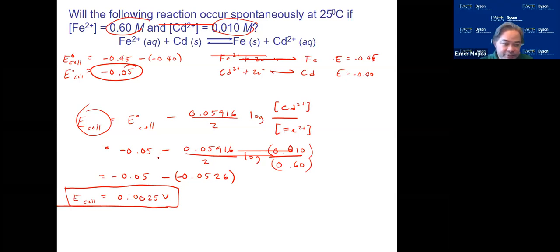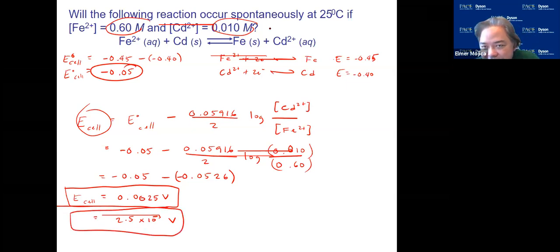So we could say that's 2.5 times 10 to the negative 3. So that means at this concentration, you can already have a spontaneous reaction. Usually that's what they do. They just adjust the concentration to make a non-spontaneous cell into a spontaneous cell.